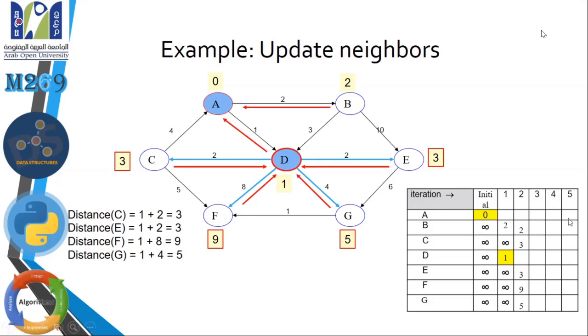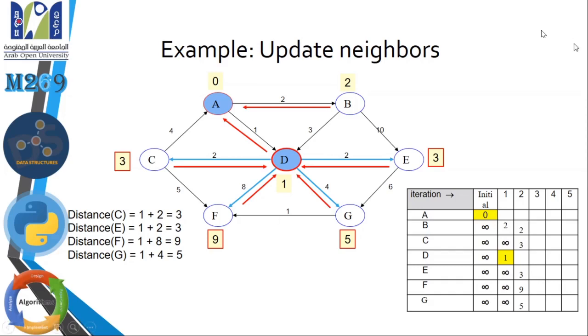So far so good. Of course, notice the table is updated. It was infinite, now it is 3. The 3 and 3 are updated. The same for the 5 and 9, they are updated. That is Dijkstra algorithm.